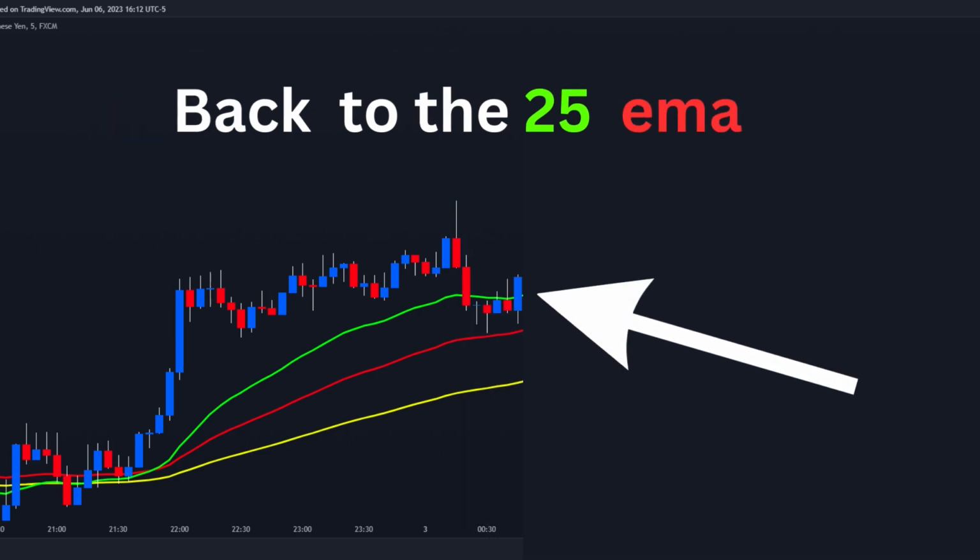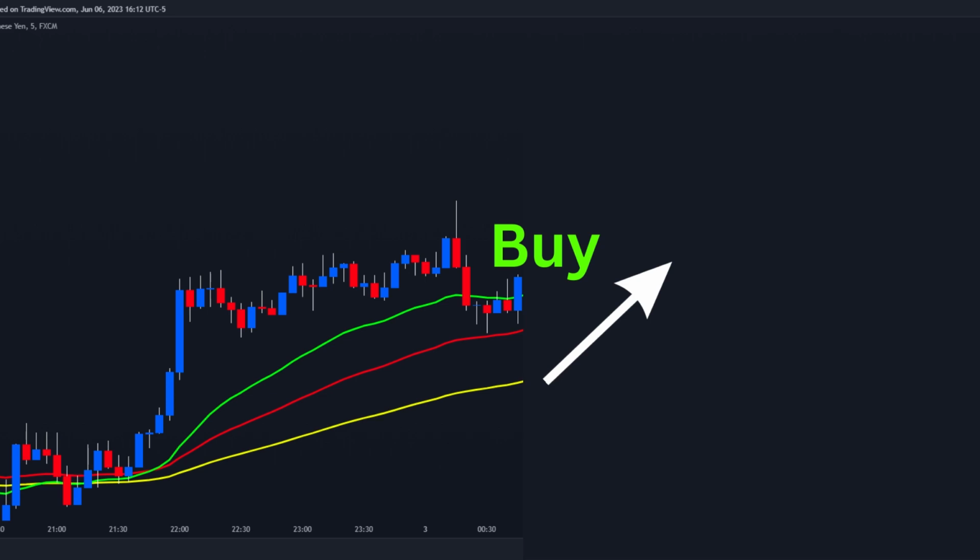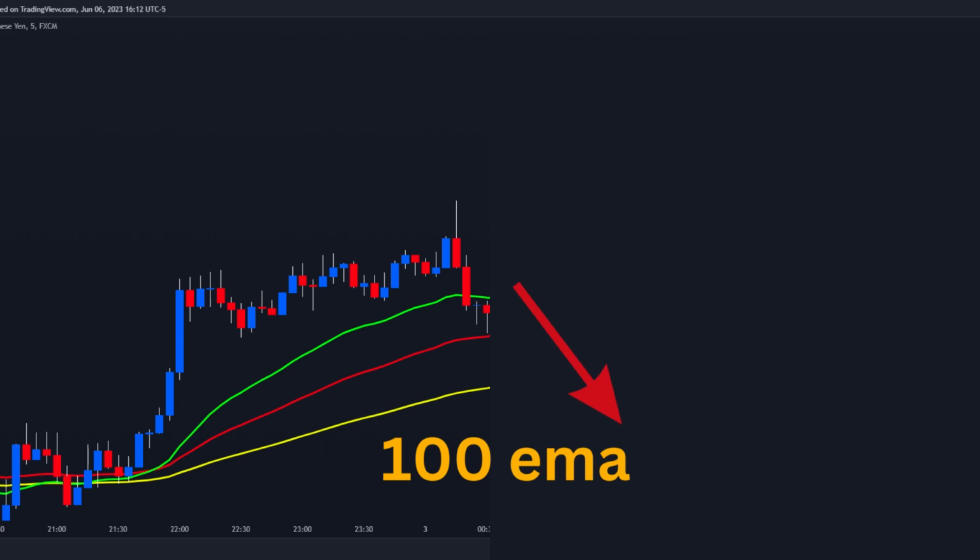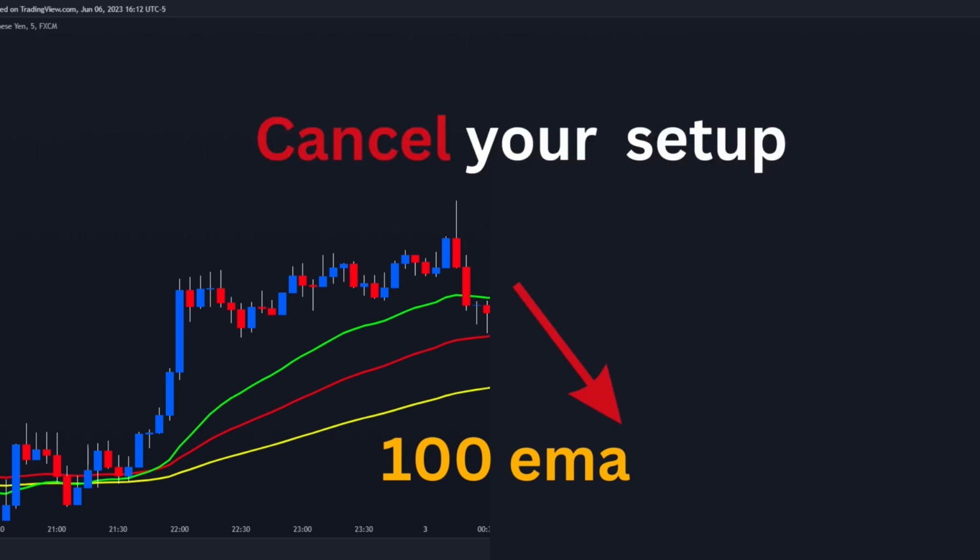The next step is to wait for the price to go back to the 25 EMA again. Once this happens, you take a buy position here. However, if the price instead went down and broke below the 100 EMA, you cancel your whole setup and look for other trade opportunities because this may indicate that the trend is changing.